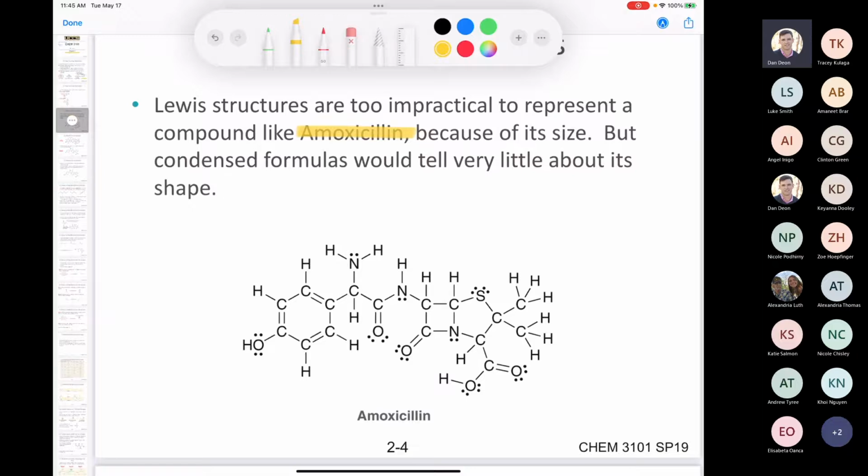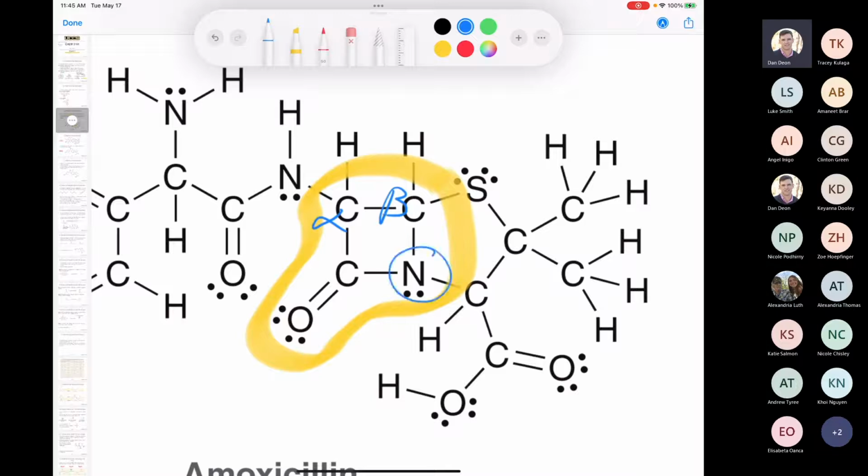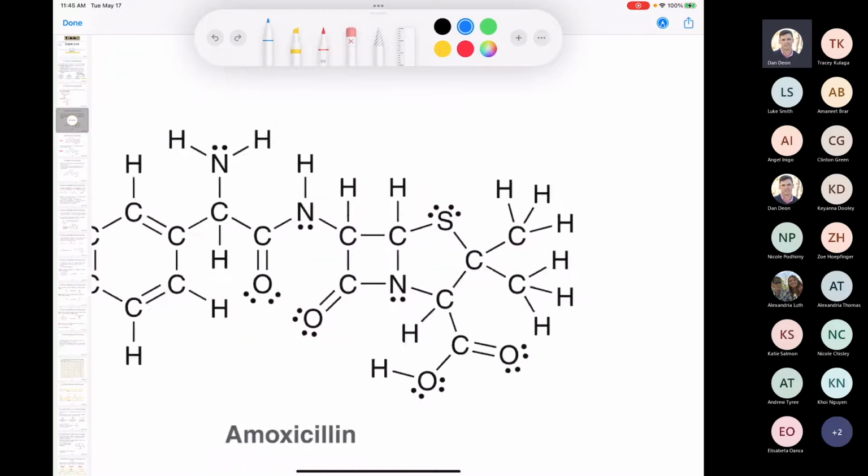And what's cool about amoxicillin is it's a class of a compound called a beta-lactam. And this is beyond the scope of our course right now. But this part of the molecule right here, we call this a beta-lactam. We call this an alpha carbon, and then this is a beta carbon. It's got a nitrogen, so it's called a beta-lactam. And you could Google that if you want and find all kinds of cool information about beta-lactams.